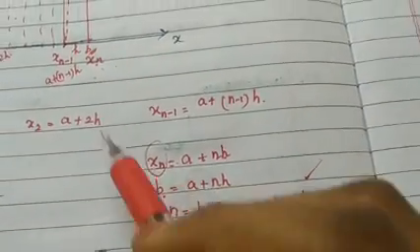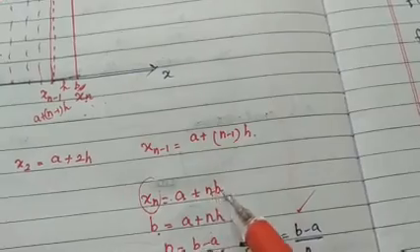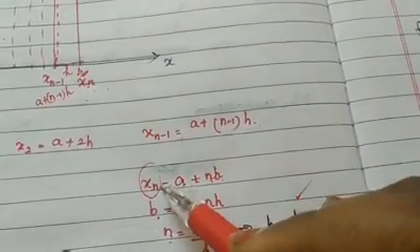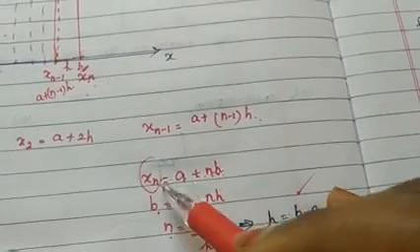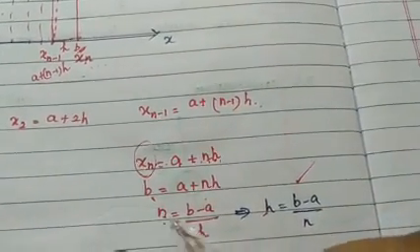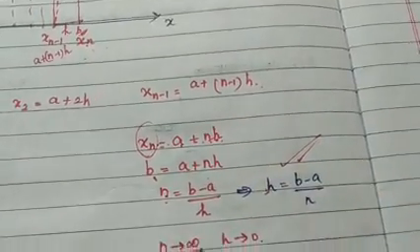xn equal to a plus nh. See, xn minus 1 is a plus n minus 1 into h. xn value is what? a plus n into h. What is the upper limit here? b. Therefore, substitute b here. From this, you can find out what is the value of n or h. Mostly we will be applying this.